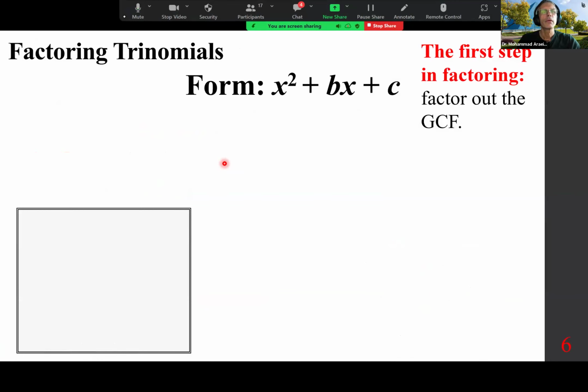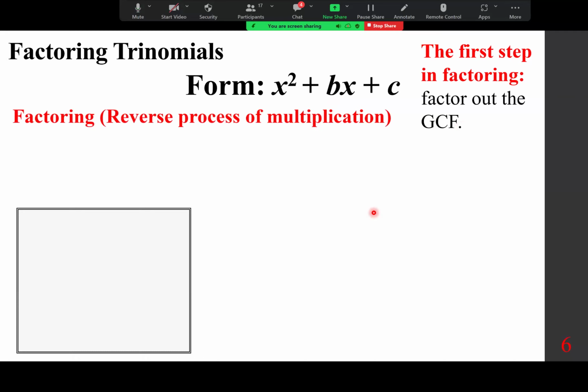All right. Now, what about factoring trinomials of the form x squared plus bx plus c? Again, as always, what is the first step? GCF. Is there a common factor? Take it out. Then what do we do then? Factoring is the reverse process of multiplication.